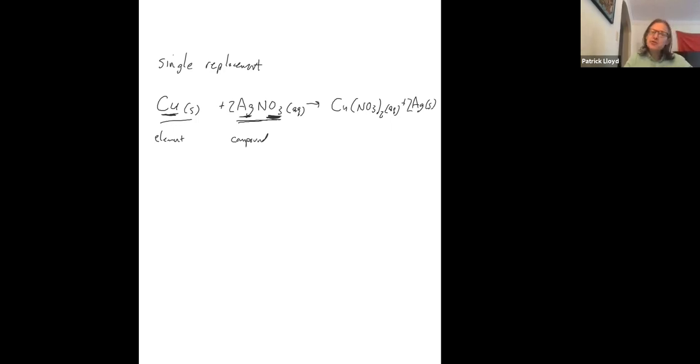So this is called single replacement because you essentially have something with 1 part and then something with 2 parts, and they're replacing each other, right? As opposed to the double replacement where each of the reactants has 2 parts.